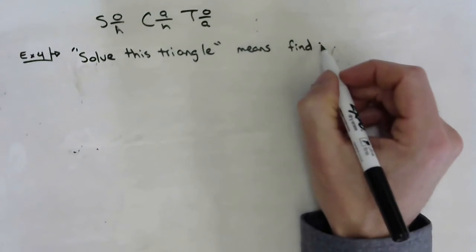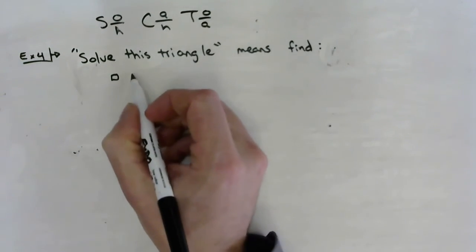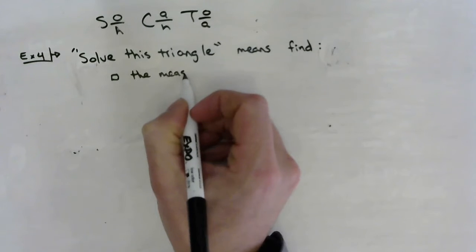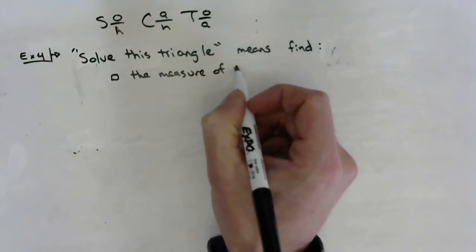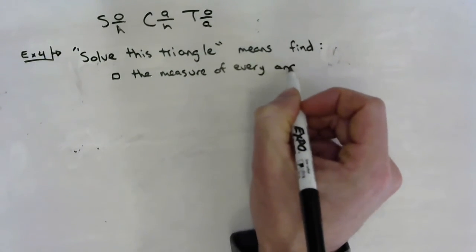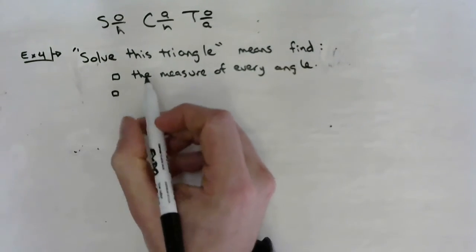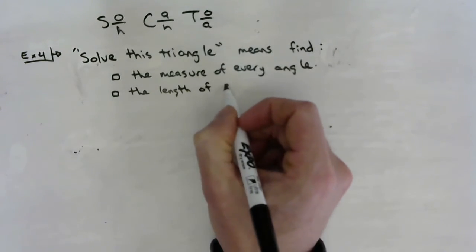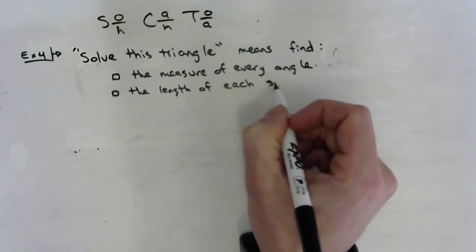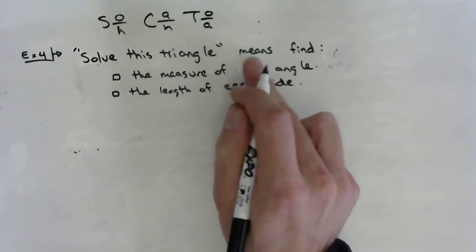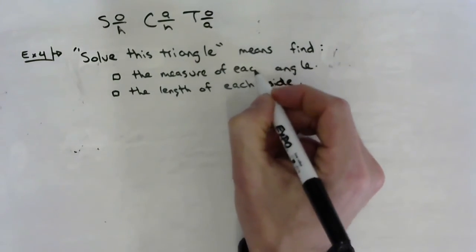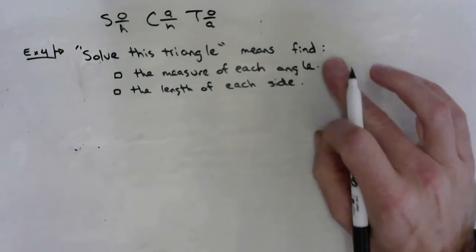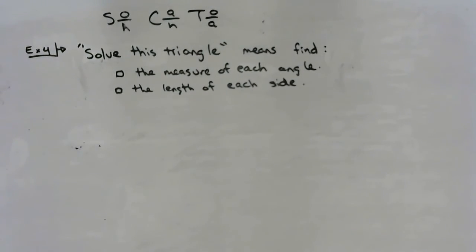Let's do it in jot note form. Find the measure of every angle and find the length of each side. You can replace every with each or each with every. I don't really care. But solve it means by the time you're done, you'll have all the information that you could get from that triangle. All the sides, all the angles. If you haven't done that, you have not solved the triangle.